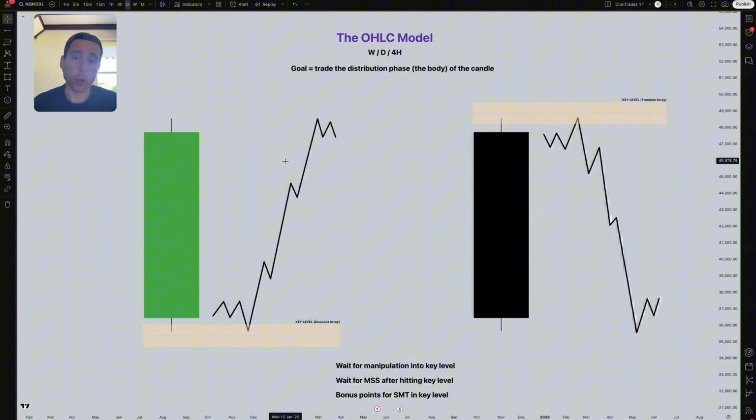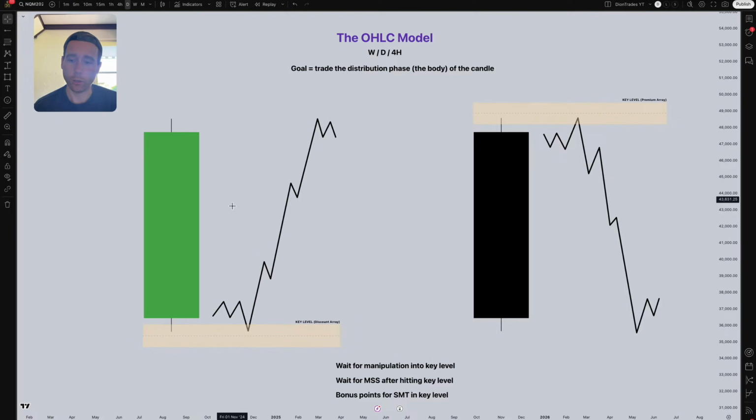The open, high, low, close model is all around one single candle, because a bullish candle on the left side has an open, a low, a high, and a close. Just like a bearish candle has an open, a high, a low, and a close. And by anticipating the next candle to be a bullish or bearish candle, you can play the open, high, low, close model. And the goal is to trade the distribution phase, the body of the candle.